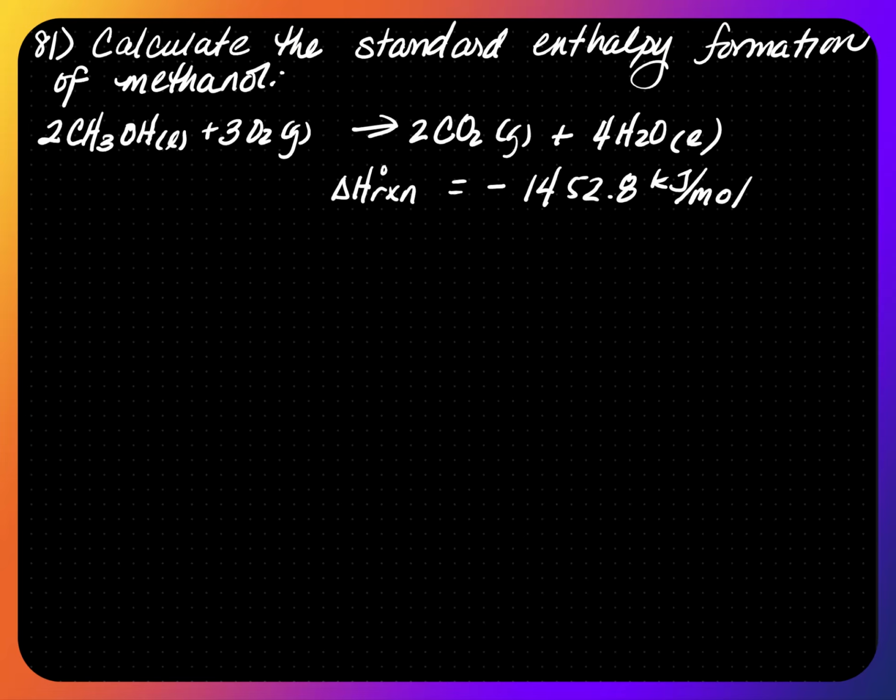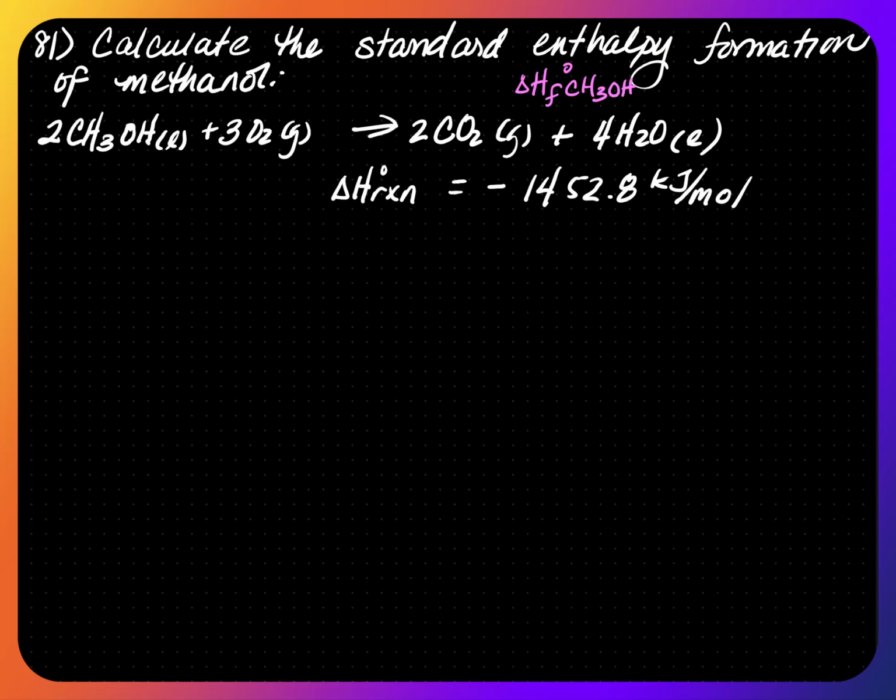Here is number 81 in your textbook. Calculate the standard enthalpy of formation of methanol. Again, we are looking for delta HF naught, and in this case, it is methanol, so CH3OH. Whenever we look for standard enthalpy of formation, we get all those values from the appendix in the back of your book. If it's not in the appendix, it will be given to you in class, or you need to solve for it.